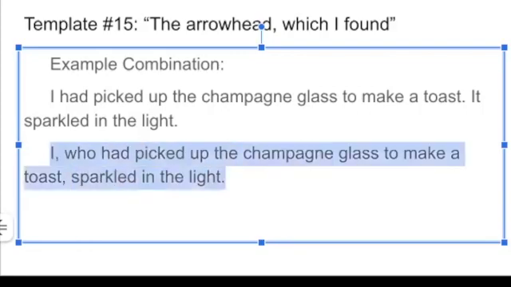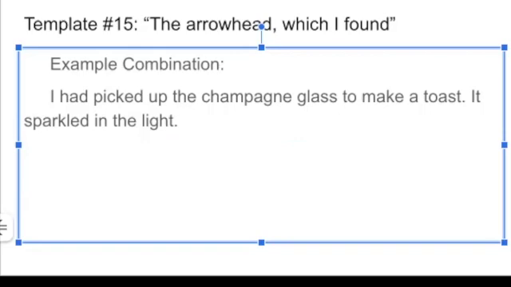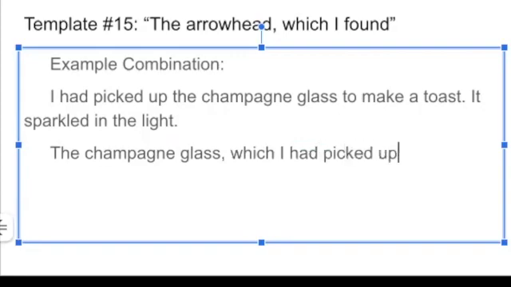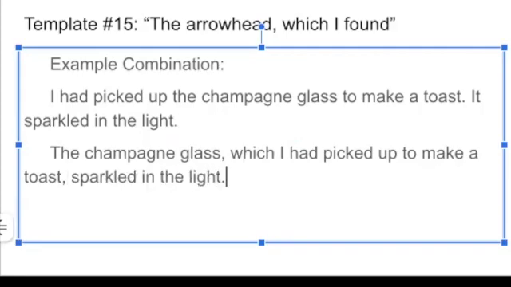So let's start over. So now I need to put the champagne glass as the main subject. And so which champagne glass is it? The one I had picked up. And now I close the comma, the champagne glass which I had picked up to make a toast. I close the comma here, and now I can finish the sentence. Sparkled in the light. Oh, okay, that makes sense. The champagne glass is the one sparkling in the light, not me.